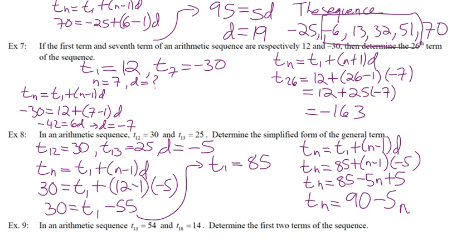And then you can always back check that by throwing in a 12 for n and seeing if 90 minus 60 is 30, which it is, or a 13 for n and seeing if 90 minus 65 is 25, which it is. Any questions?